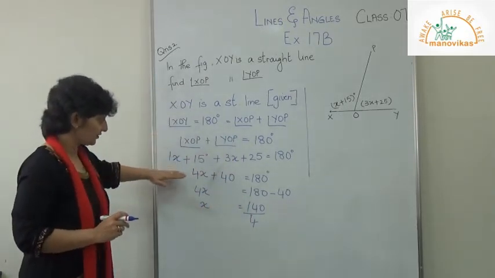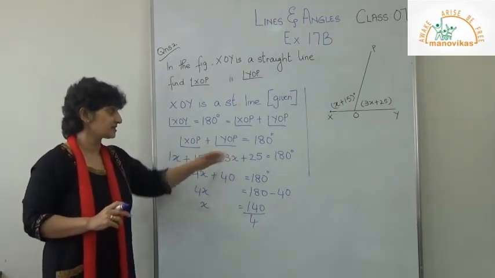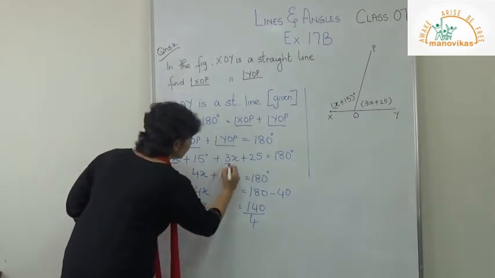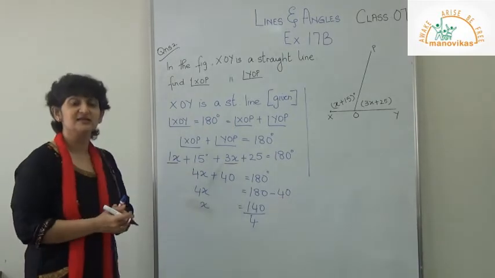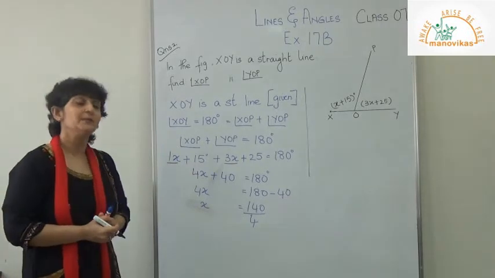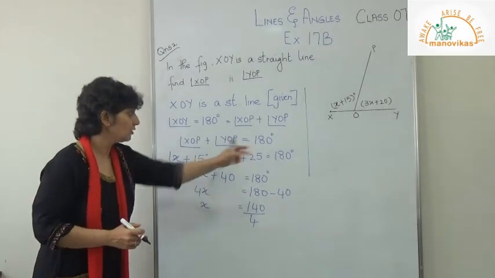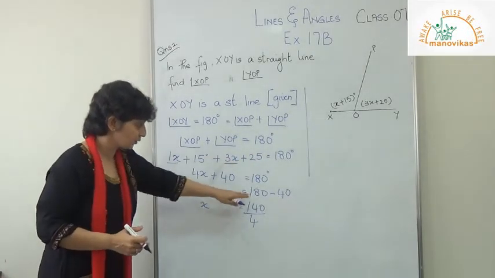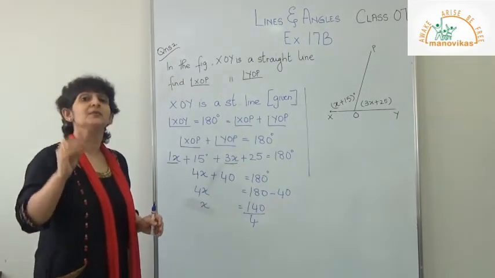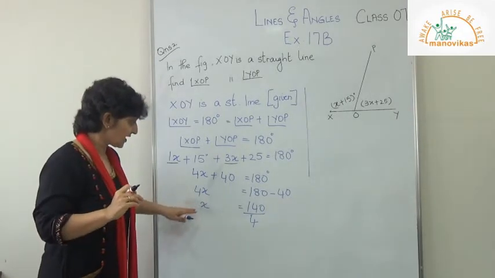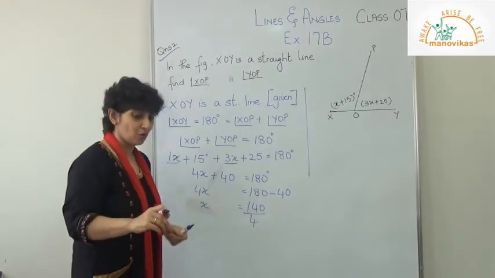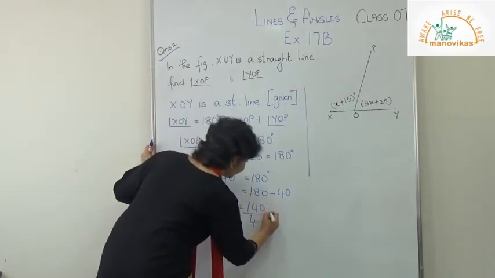Clear, children? I have written 1x plus 15 plus 3x plus 25 is equal to 180. I have taken the like terms. 1x plus 3x is equal to 4x. 25 plus 15 gives me 40, which is equal to 180. So 4x is equal to 180, and when I take it on the other side, it will become minus 40. So x is equal to 140, and when I bring the 4 on the other side, upon 4. So when I reduce, what do I get?